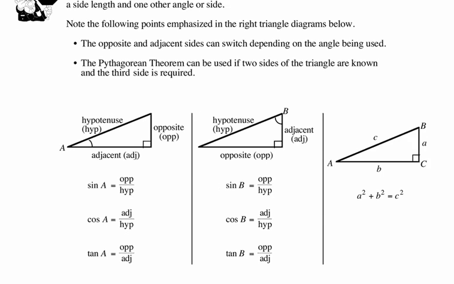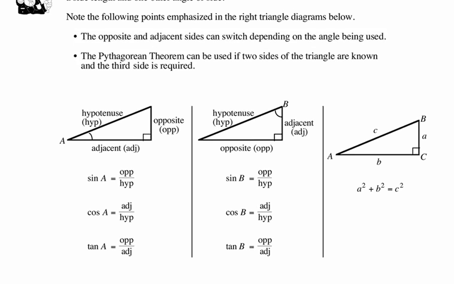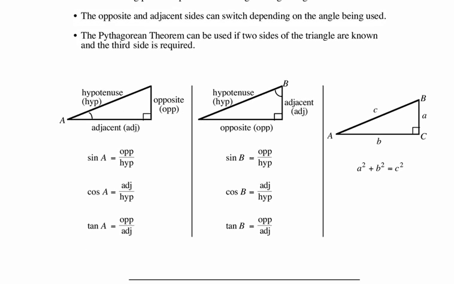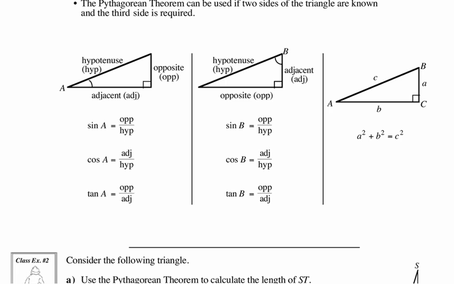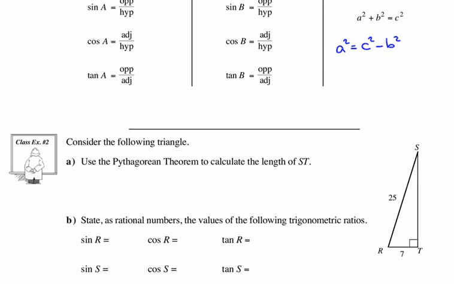So just a review, here's all the different ratios, and of course the Pythagorean theorem. Say you're given C and B and you're looking for A, how do we do that? Well, A squared would be our hypotenuse squared minus the other side squared. Okay, so all of this you should know.